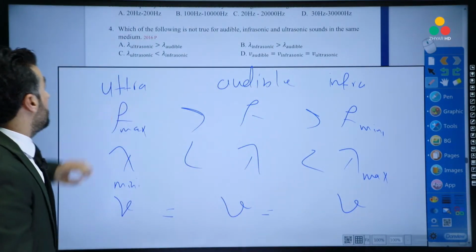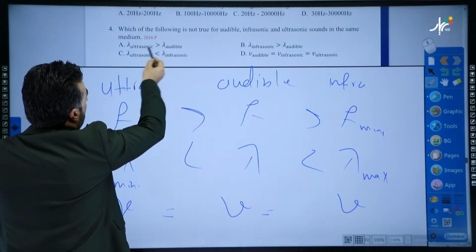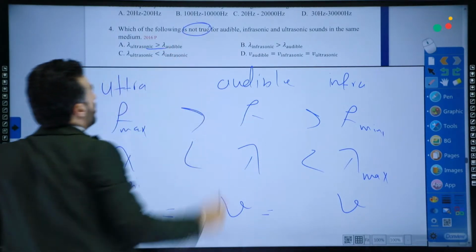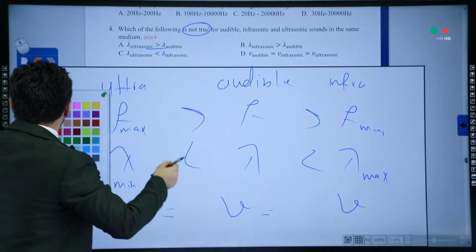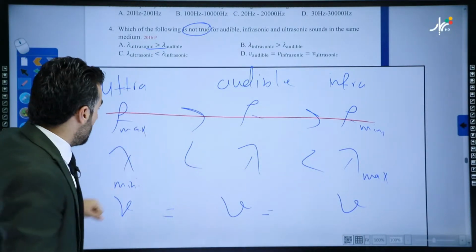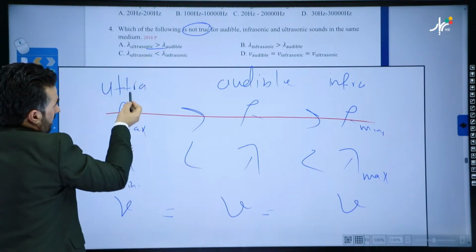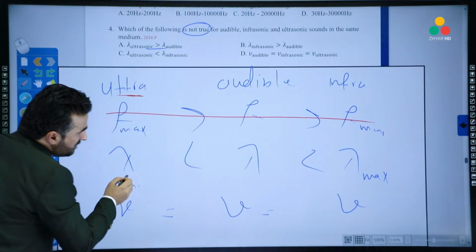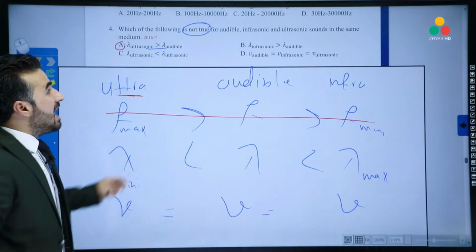So now, take a look at the first one here. It says the wavelength of ultrasonic is bigger than audible range. By the way, it says which one is not true. The question is not about the frequency, so you don't have to look at this part here. But if it was about frequency, then of course you would have to look at this one too. So it's about the wavelength, so we compare their wavelength. The first one says the wavelength of ultrasonic is bigger than the wavelength of audible. Is that so? The answer is no. So this one is the incorrect statement, but you have to look at the other options as well.